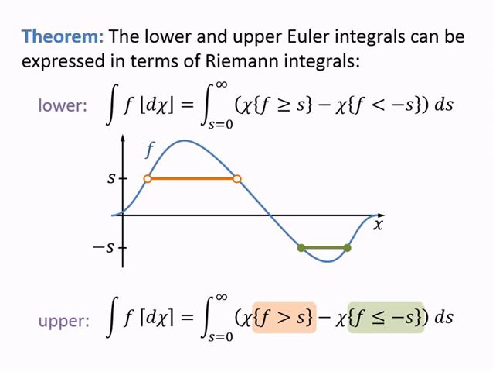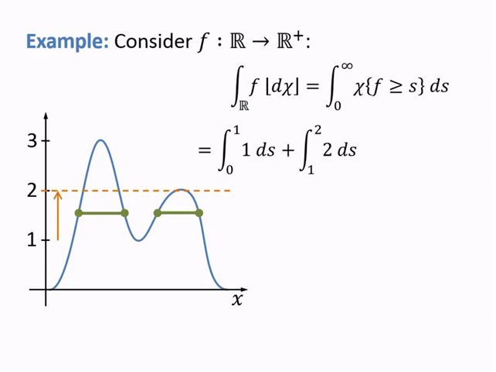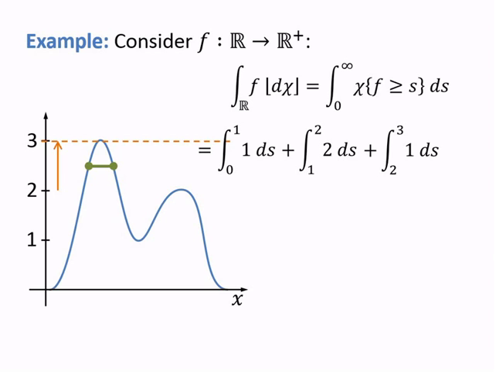Let's apply this formula and give a concrete example. If I have this function, what is the Euler integral? Well, this function only has non-negative values, so I just have to think about this integral here. I start at 0 and look at the super level sets of this function. For any value of s between 0 and 1, the super level set is a closed interval, which has Euler characteristic 1. I'm integrating 1 from 0 to 1. Then for any s between 1 and 2, I get two closed intervals, so I'm integrating 2 between 1 and 2. For any s between 2 and 3, I again get a single closed interval, so I'm integrating 1 between 2 and 3, and now I'm done because the function doesn't have any values higher than 3. I add these up, and I get 4. So the Euler integral of this function is 4.